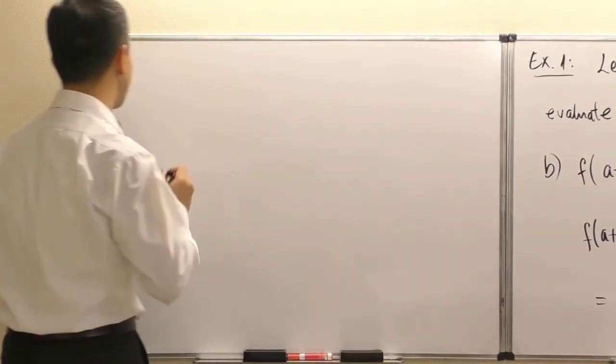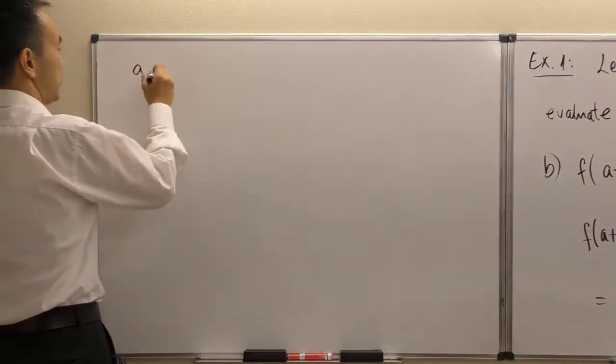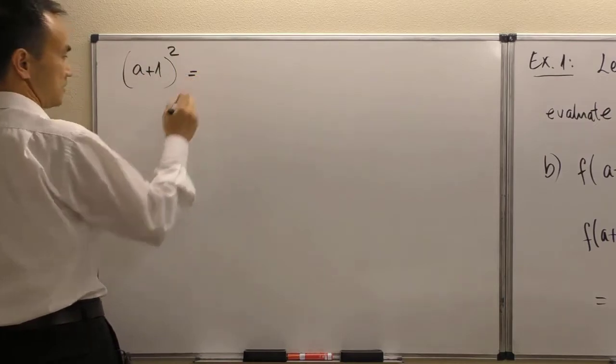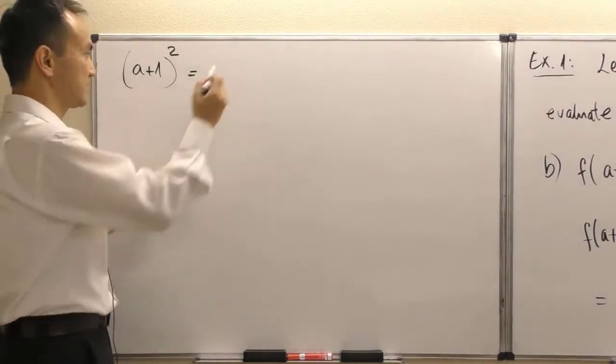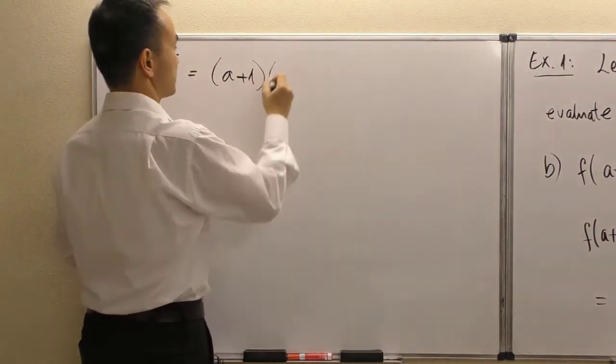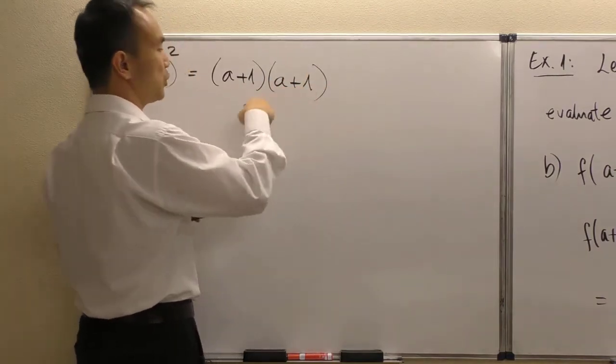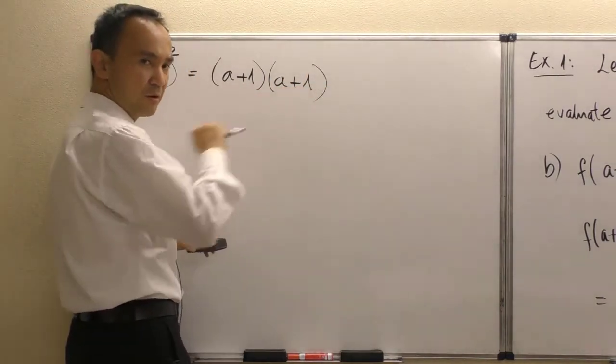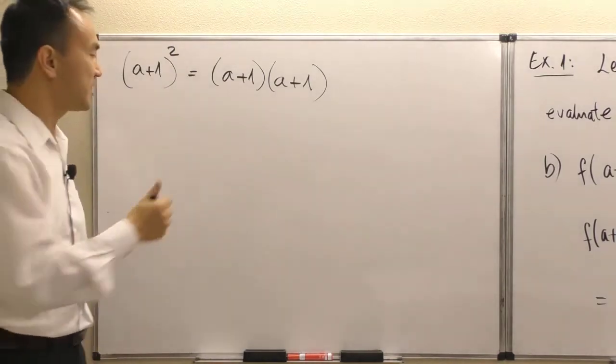All right, so think of this (a + 1)² as, on the scratch work, a product of two identical factors, a plus 1 and a plus 1. Okay, and then we're going to FOIL.